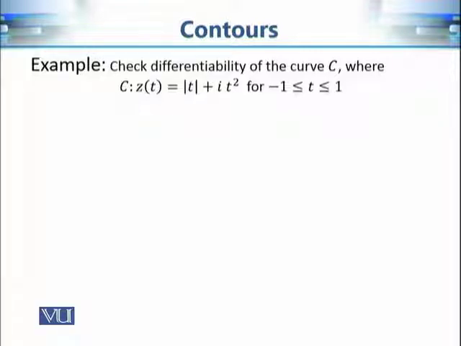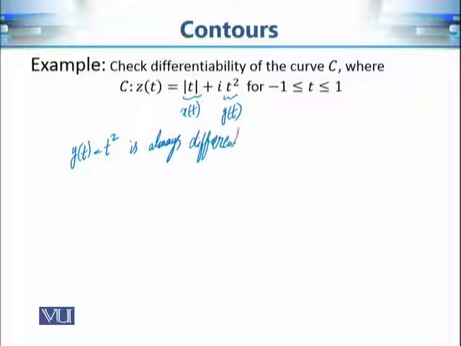That's how we define the differentiability of a given function of the form x(t) + i y(t). So can we check the differentiability of the following curve? The x(t) is given to be |t|, and y(t) is t squared. Now, t squared is a polynomial, so it is always differentiable, and we can also check that it is one-sided differentiable at -1 and 1.